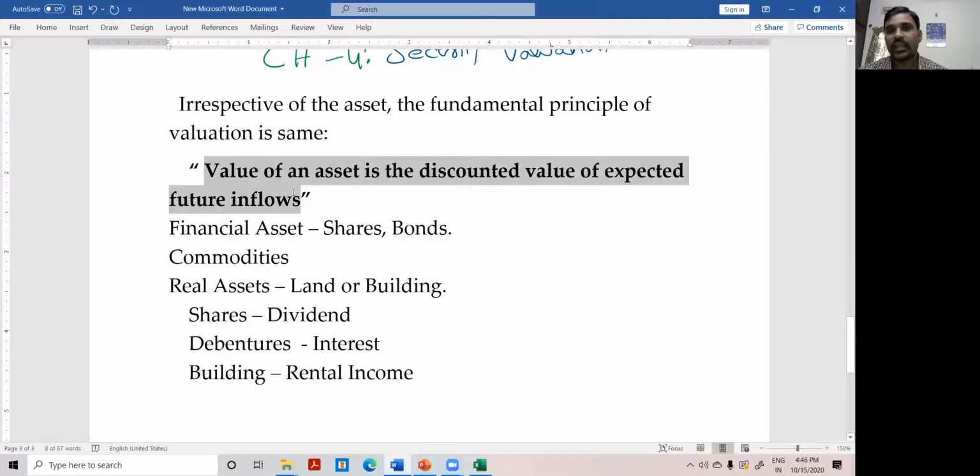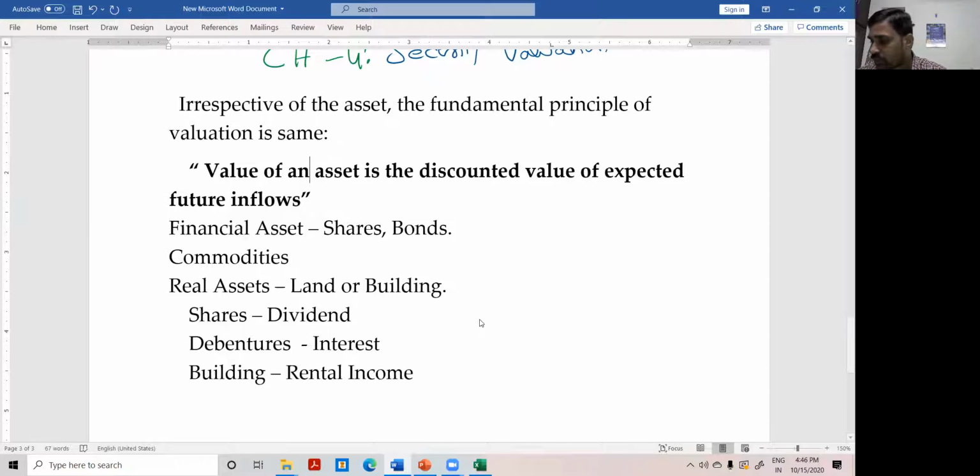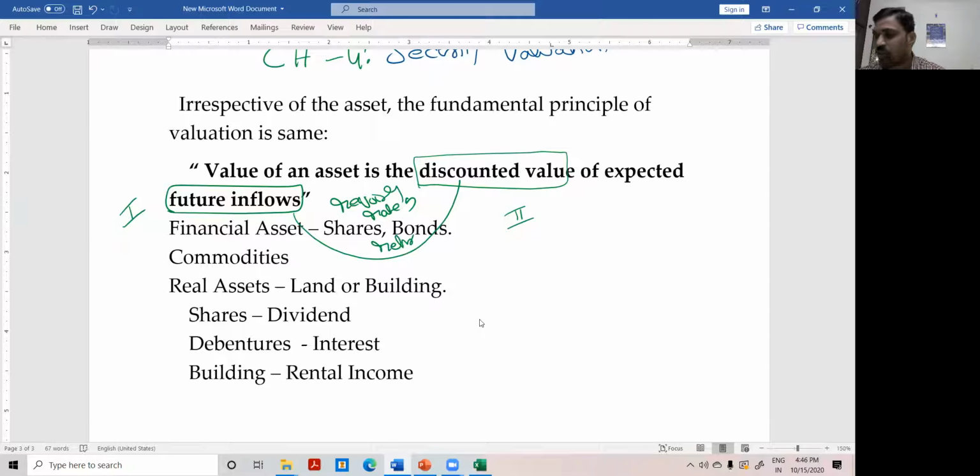The value of an asset is the discounted value of expected future cash inflows. Here we are using two points: future inflows is one area, and the other is the discounted value. If you discount the future cash flows with the required rate of return, we will get the discounted value. This is about valuation in general, not particular to shares.